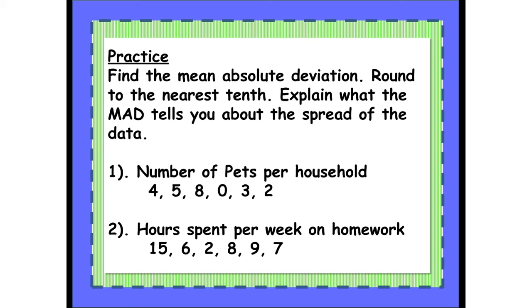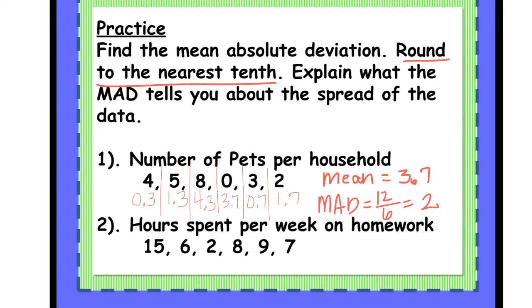Okay, now it's your turn to try. Solve number 1 for the MAD. The directions tell you to round to the nearest tenth. Okay, so on number 1, I found the mean was 3 7/10. So I wrote down underneath each number how far they were from 3 7/10. Then to find the MAD, I added up those 6 numbers and I got 12. 12 divided by 6 is 2. So the MAD is 2. That tells me that the number of pets each person has is within 2 of the mean, either 2 greater or 2 less.